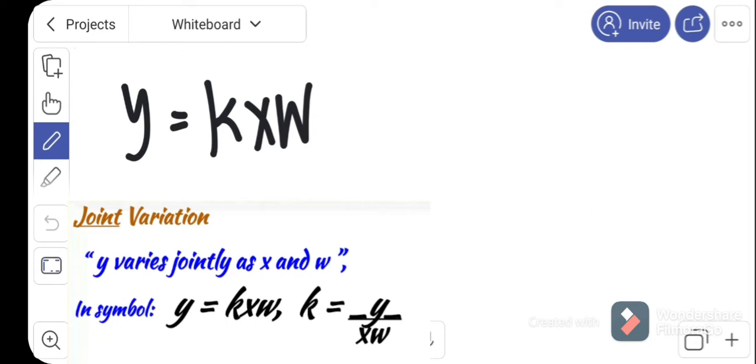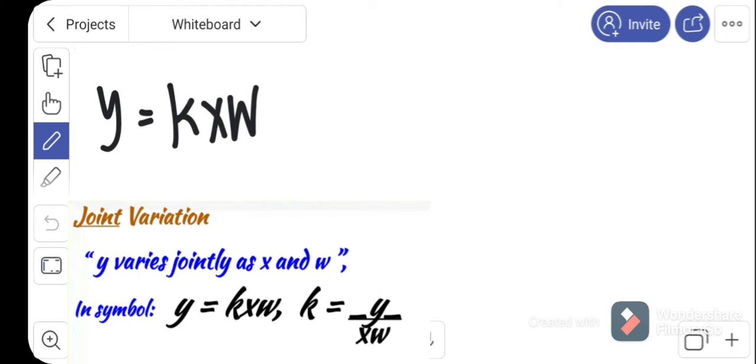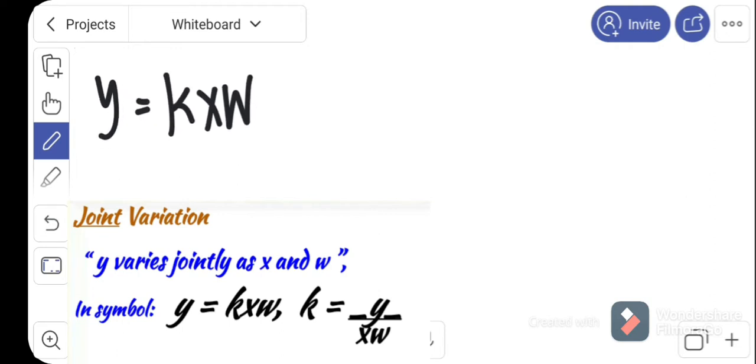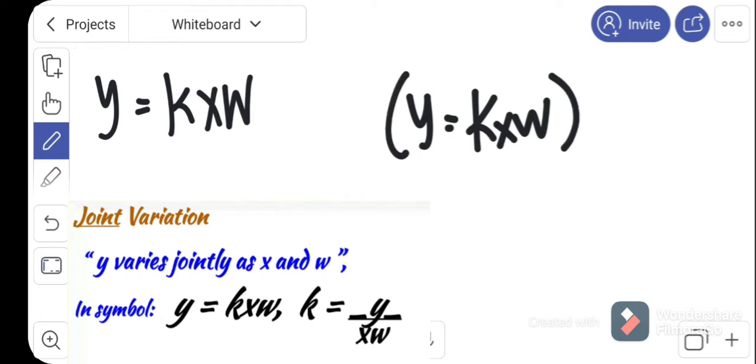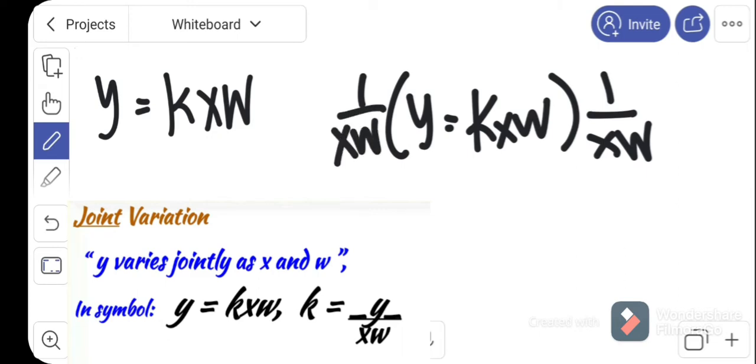Now, from here, how are we going to solve for the constant of variation? We will simply derive this. How? We write it as y is equal to kxw. Now, we want to find the value of k, so we need to eliminate or remove the other variables beside k. So, to do that, we multiply both sides by 1 over xw.